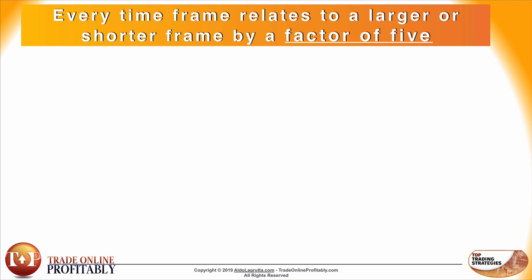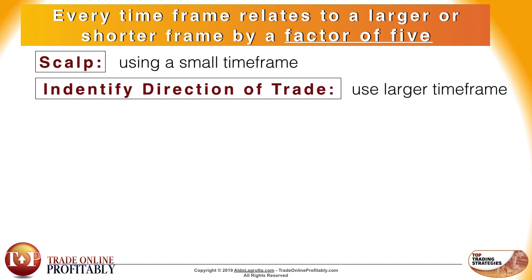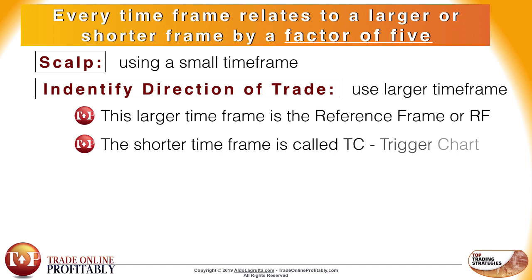That means that if you want to scalp using a small time frame, you would use a larger time frame to identify the trend and determine the direction you're going to trade. We call this larger time frame the reference frame, or RF. The shorter time frame is called TC. That stands for trigger chart.